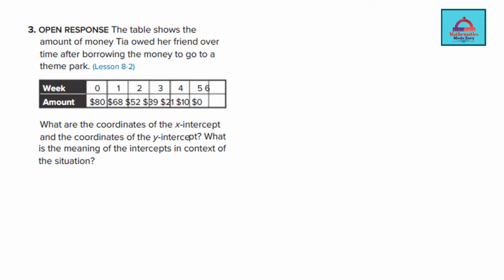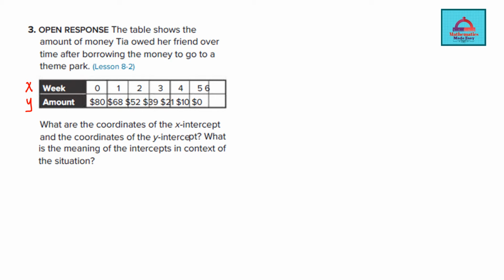Okay, so let's solve this question now. Here you are given a table of values, as you can see. So the first row is representing the weeks that have passed by. So let's take variable x to denote this and variable y to denote this. Okay, so the table shows the amount of money that Tia owed her friend over time after borrowing the money to go to a theme park.